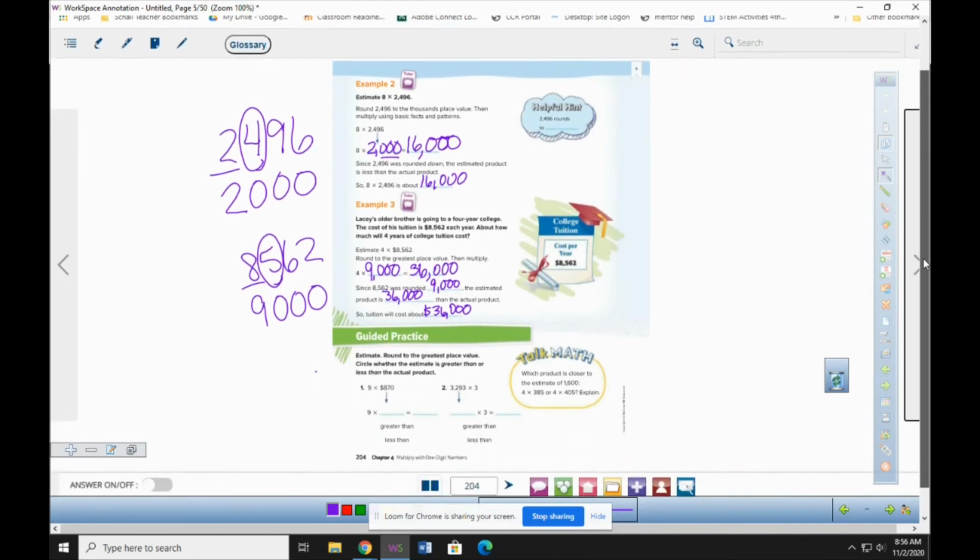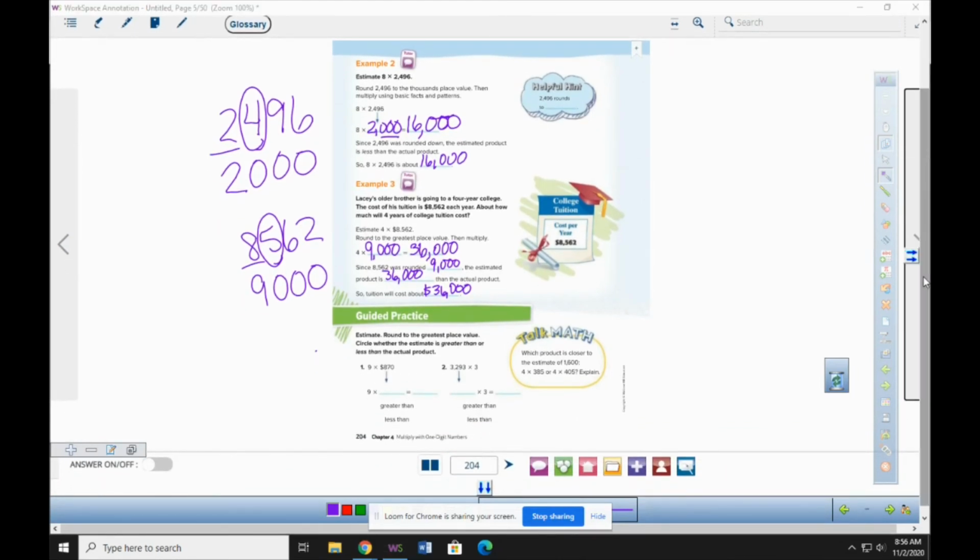Now on the guided practice, they're doing the same thing except we're adding one more step. So I do want to take a look at those. We're going to start by rounding our number, 870. We're rounding to the biggest place value.